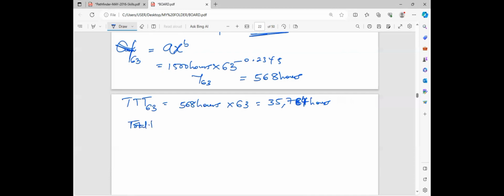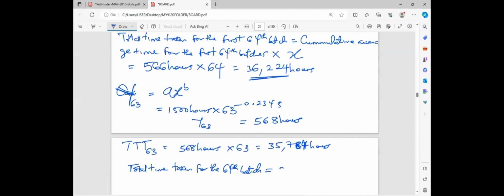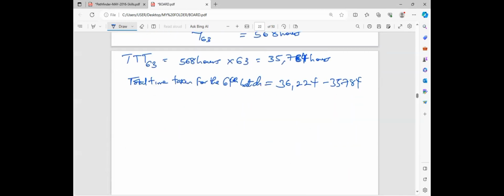So the total time taken for the 64th batch, TT64, will now be 36,224 hours minus 35,784. Calculate. 440 hours. That's that.